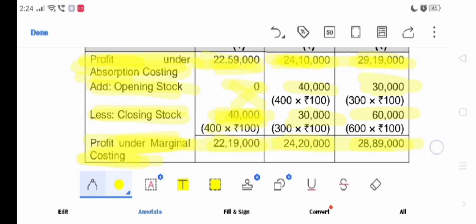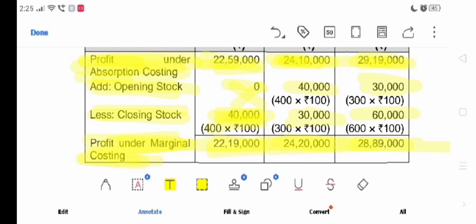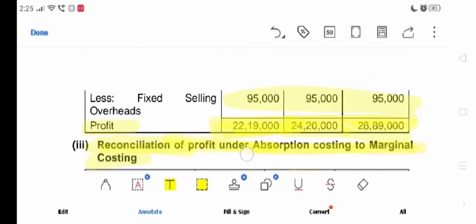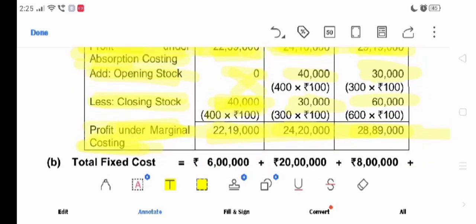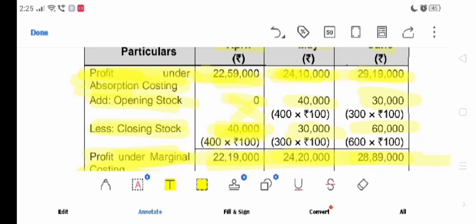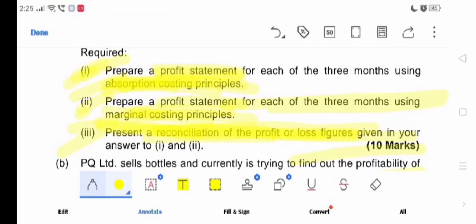So these are the profits we got. Let's check whether these are the same as the marginal costing profit or not. Okay, 22 lakh 19, 24 lakh 20 and 28 lakh 89, right? So here are the same figures. 22 lakh 19, 24 lakh 20, 28 lakh 89,000 is the same. So if we do these adjustments, like add the opening stock and deduct the closing stock, we get the profit under marginal cost. So it is reconciled. Now everything is perfect, right? So this is the reconciliation statement done with all the 3 requirements.